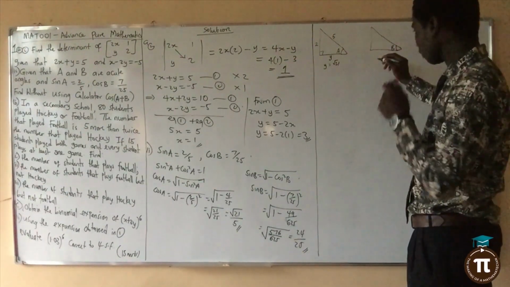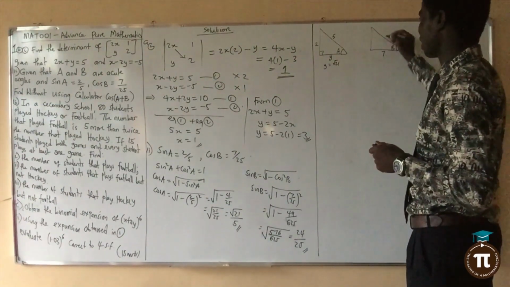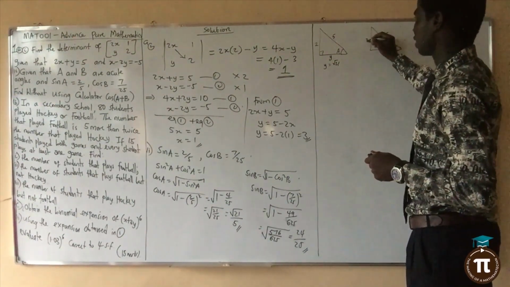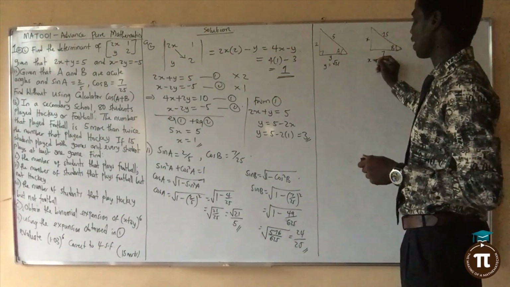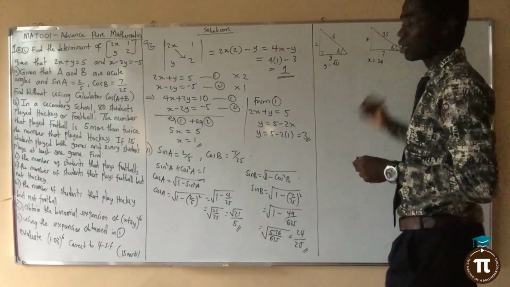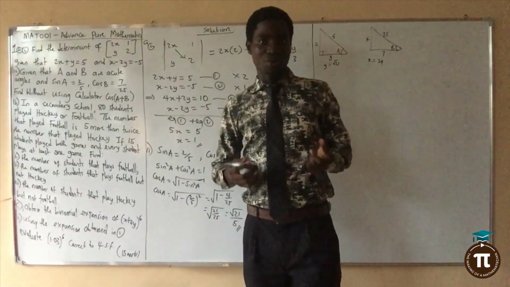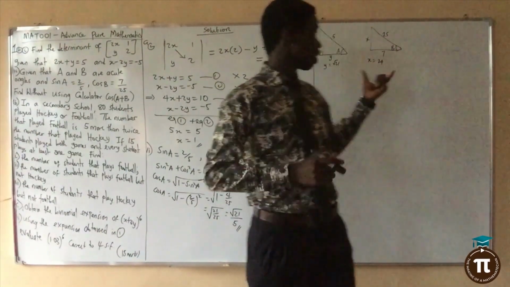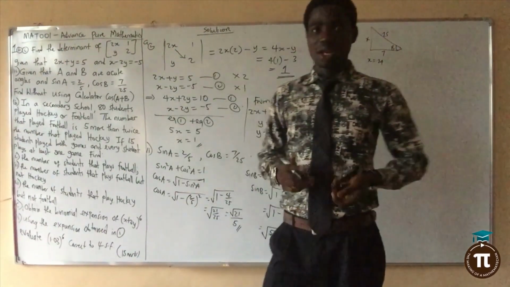This will be 7 here, then 25 here. Let's call this S. So you will need to solve for x here as well. You will get 24. By the time you use your Pythagoras theorem to solve, that is what you are going to get in these two cases.